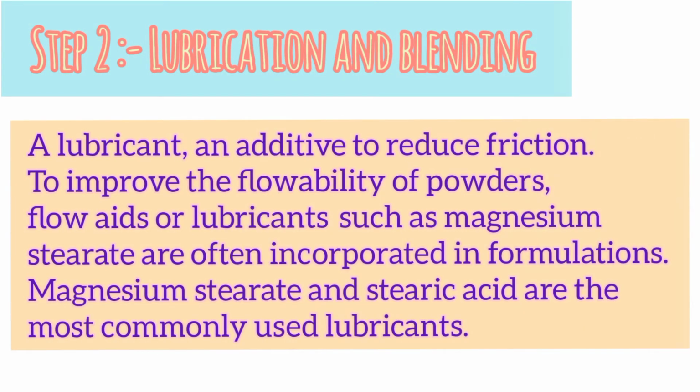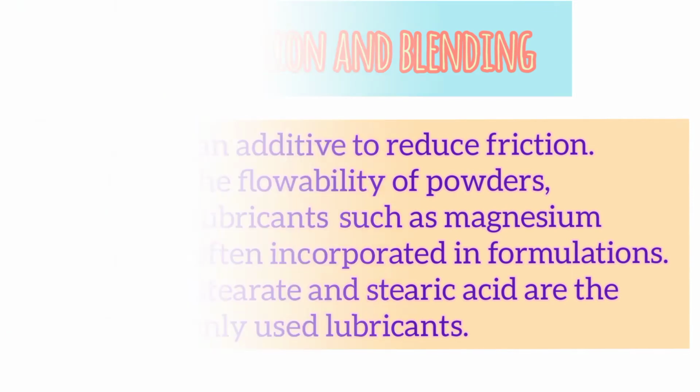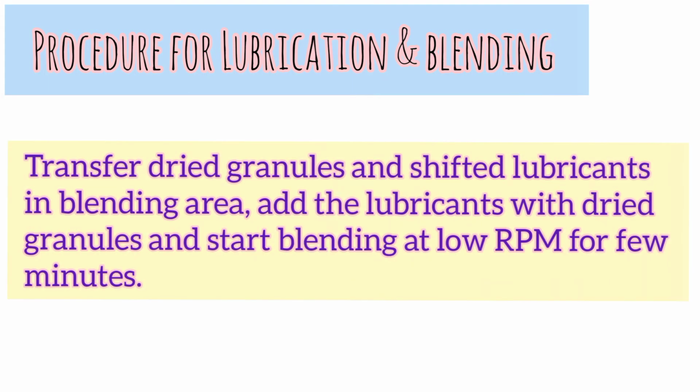Now let's see the next step, that is lubrication and blending. Lubrication is done to improve flowability of the powder as well as to reduce the friction. Some common lubricants that are used are magnesium stearate and stearic acid. The procedure starts with the addition of lubricants to the dried granules that are formed after granulation, and then we start blending at low RPM for a few minutes.